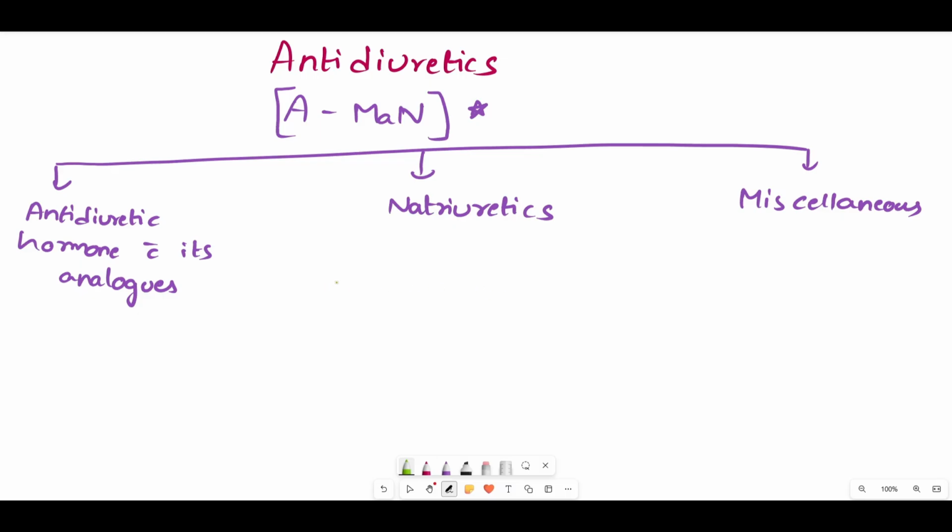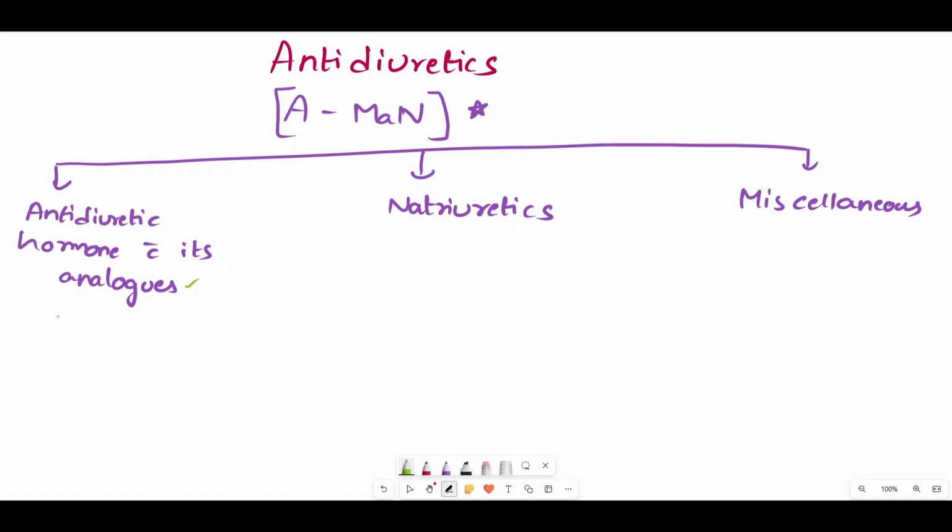To remember the subclasses under antidiuretics, remember it as A-MAN, where A means it is antidiuretic hormone with its analogues. M means it is miscellaneous. N means it is natriuretics. Now let's see the tricks for each class.